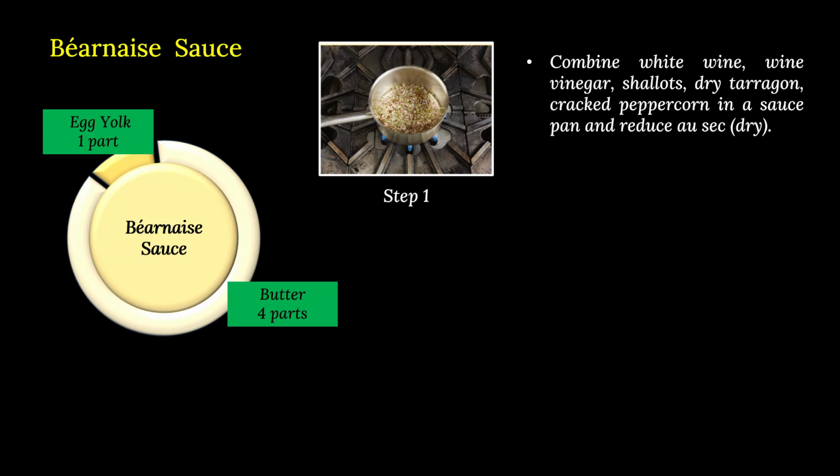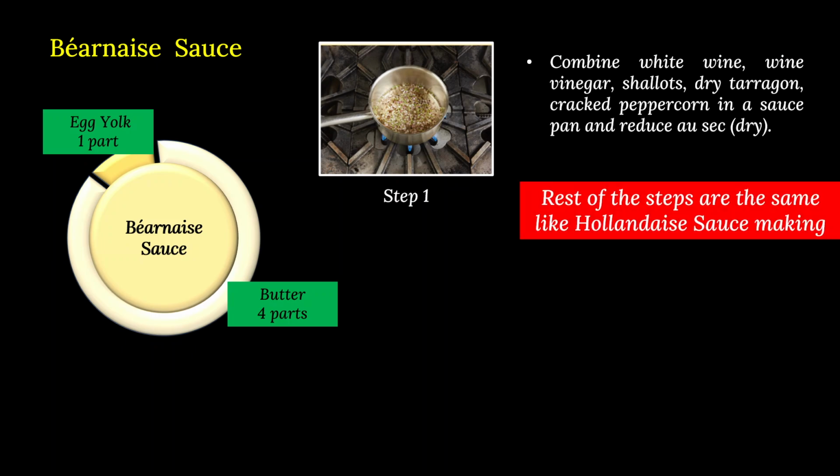In the first phase in the Hollandaise sauce, we reduced the white wine vinegar and cracked peppercorns. In the case of Bearnaise, we are taking a few extra ingredients: white wine, wine vinegar, shallots, dry tarragon and chervil, cracked peppercorn, and again we are reducing it to the dry stage, that is au sec. And then the rest of the steps are the same as Hollandaise sauce making. Please do remember that.